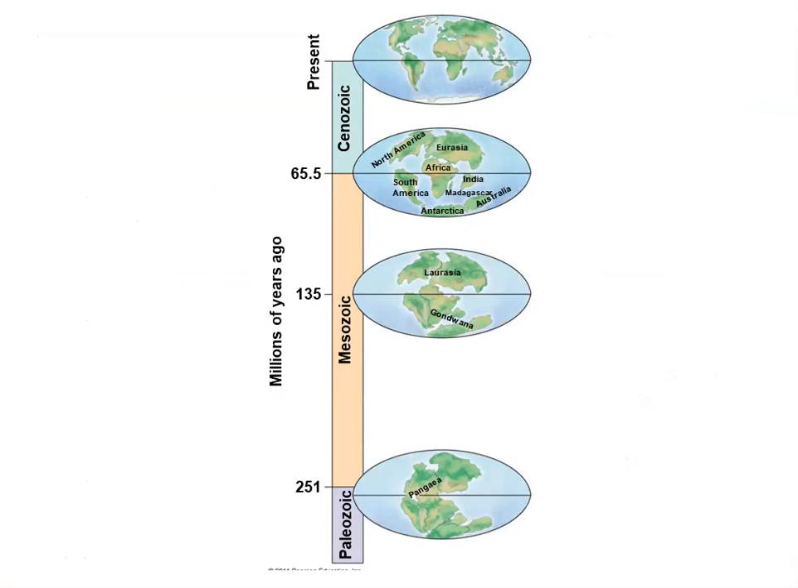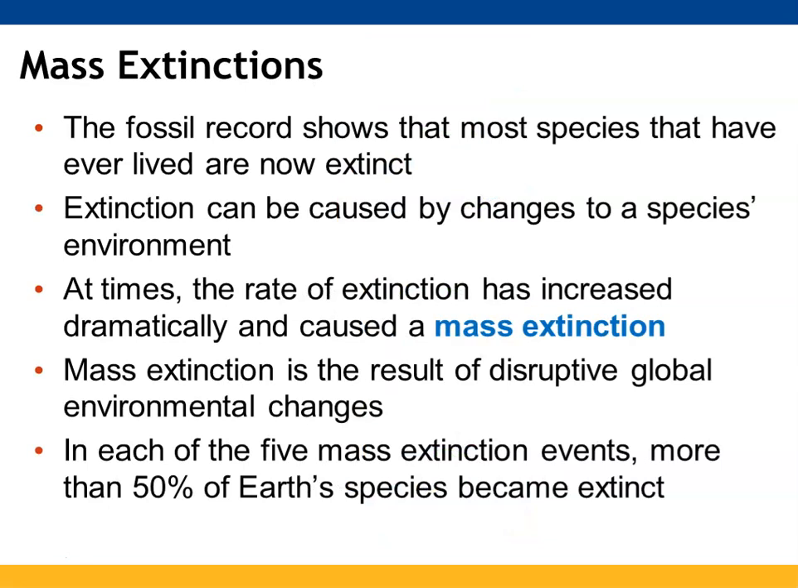So there you can kind of see the continents over time, how they have separated. Mass extinctions. Most species that have lived previously are now extinct. Extinction can be caused as a result of changes in that species' environment. When we have dramatic increases in extinction rates, we call these events mass extinctions. Typically, these are due to global environmental changes that are pretty disruptive.